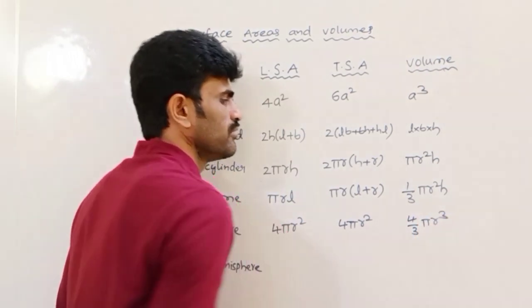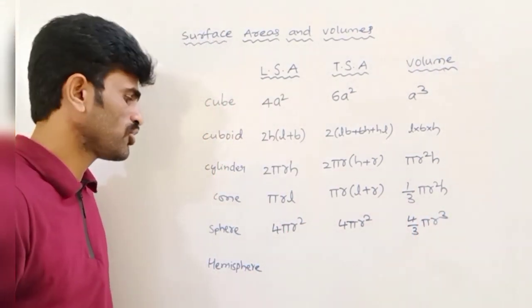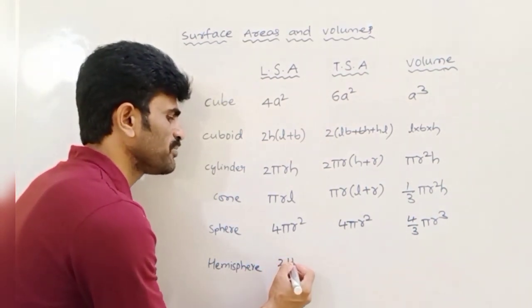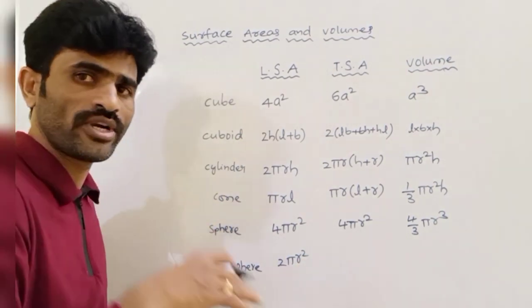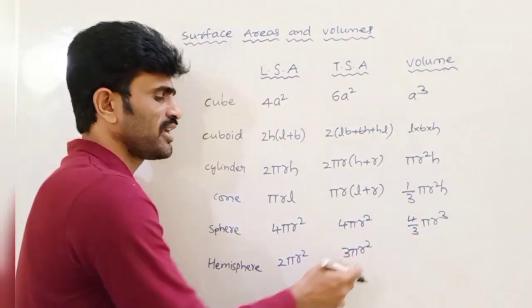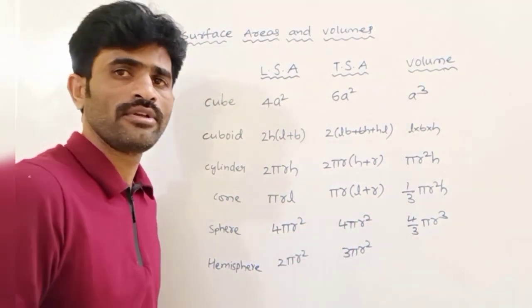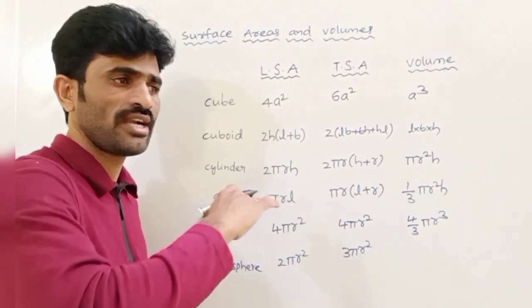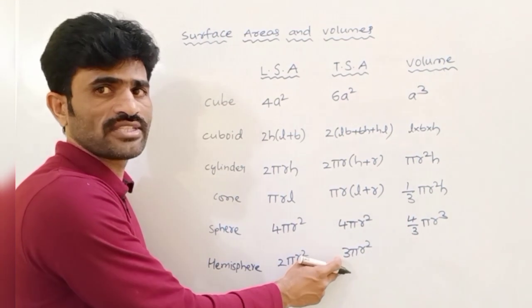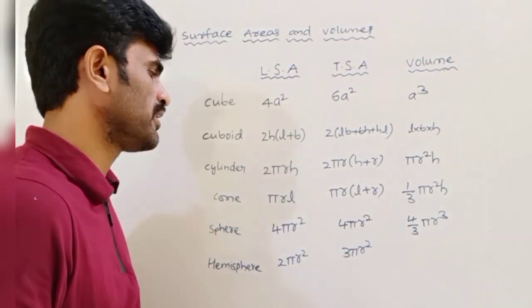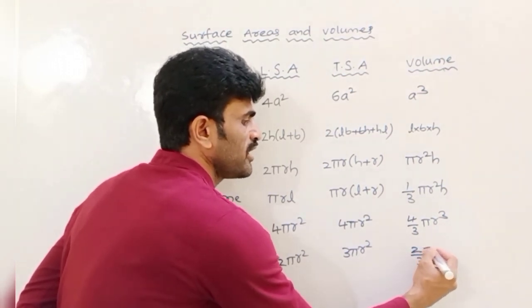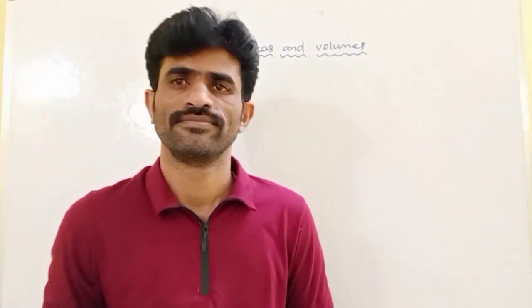Coming to the last solid, the hemisphere, which is half of the sphere. The lateral surface area of a hemisphere is 2πr², whereas the total surface area is 3πr². Why different here, when they are the same for a sphere? Because when you make a half of the sphere, the top surface will be there in circular shape. So for total surface area, the circular shape is added, which is why it is 3πr². The volume is half the volume of the sphere, 2/3 πr³.